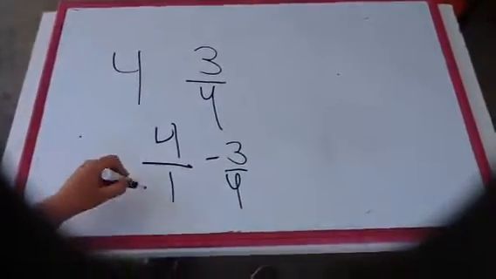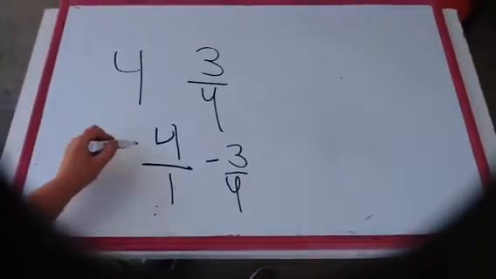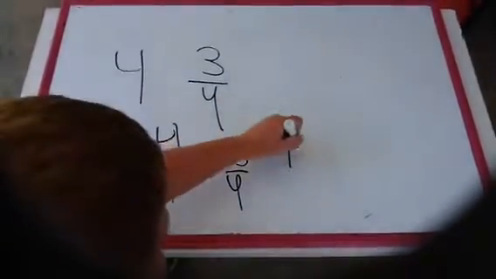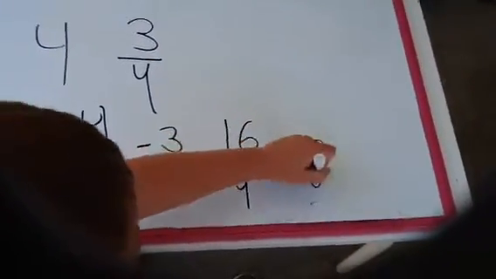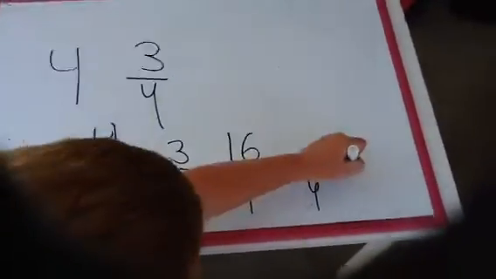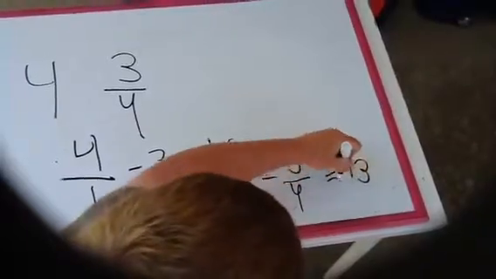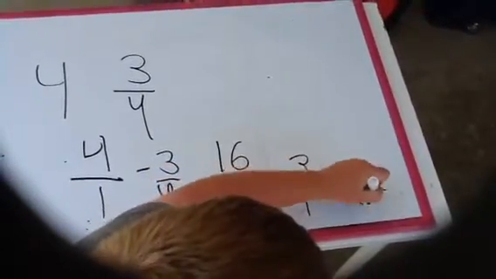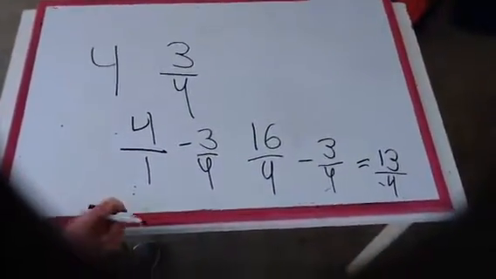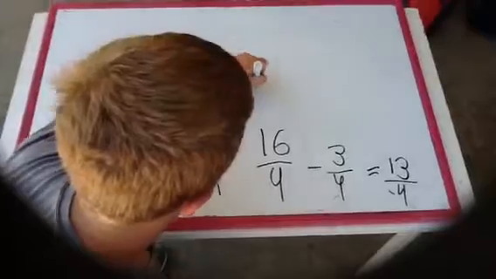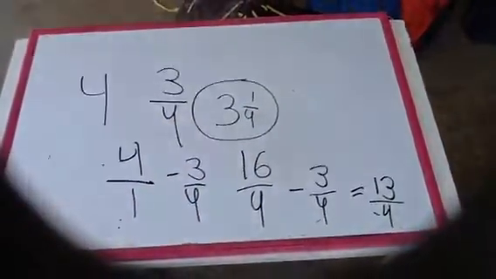But you can't do that because they have to have a common denominator. So you'd multiply the 1 by 4 and then the 4 by 4. So that'd be 16 over 4 minus 3 over 4, which equals 13 over 4. And then 13 over 4 can be simplified into 3 and 1/4. That's the answer to that problem.